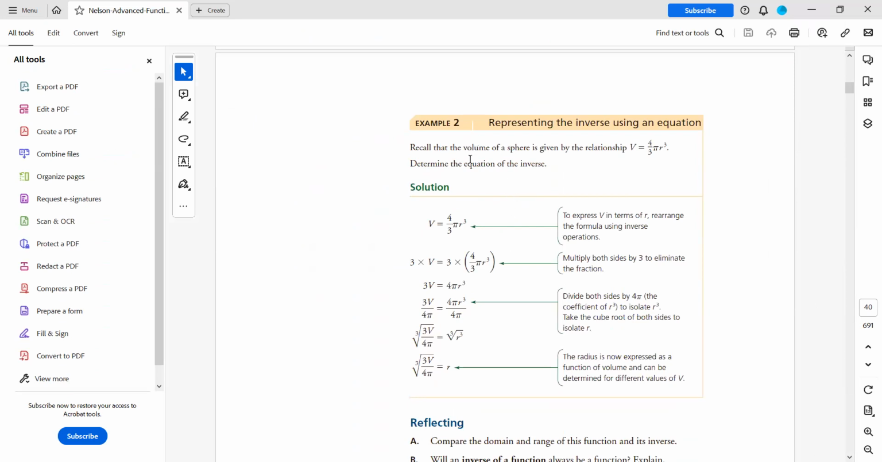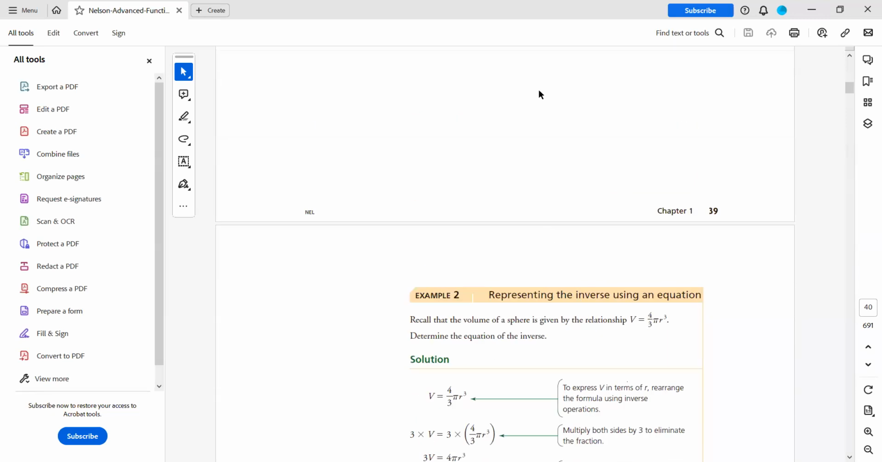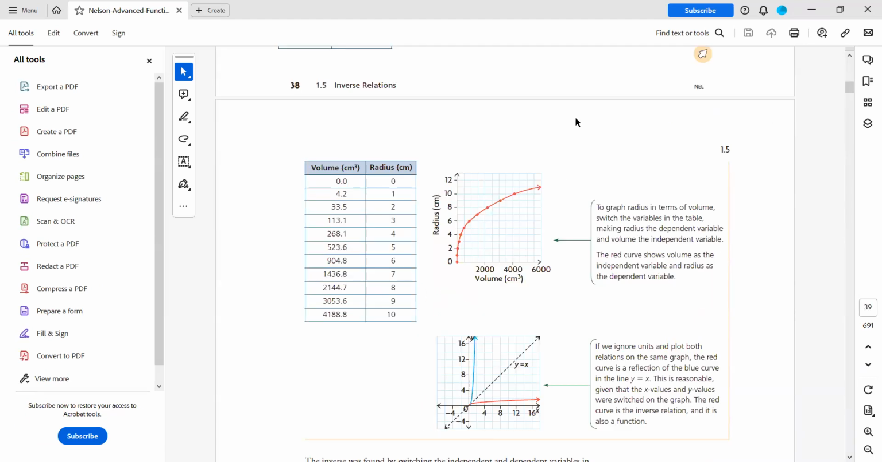So here we have to determine the equation of the inverse, but we're going to use an algebraic approach. Before we move on, does anybody have any questions about what an inverse function is? The simple definition of an inverse function? Any questions at all?